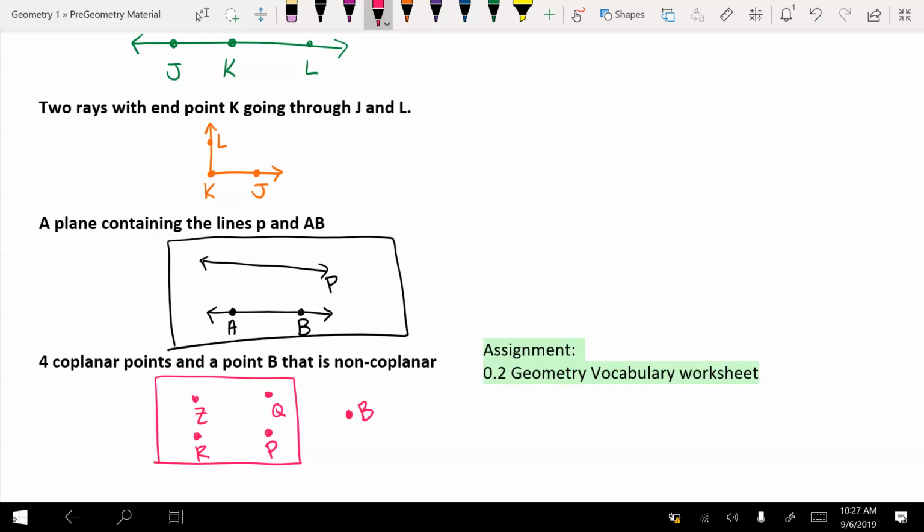So, the answer key to this is on the second page. Okay? The worksheet is already online. You are ready to go.